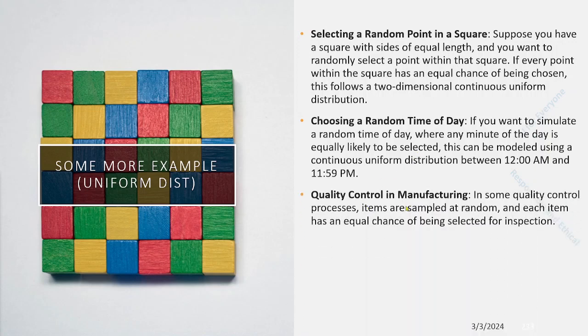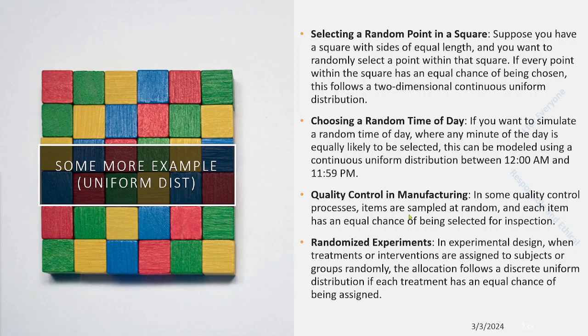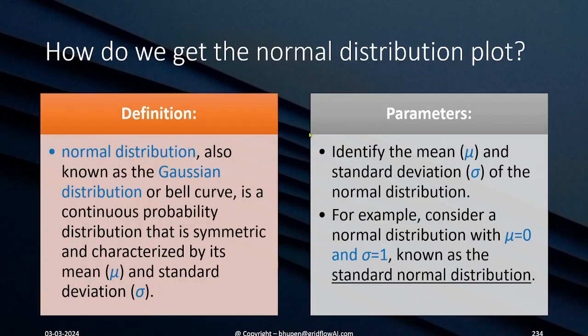Quality control in manufacturing, again, let's say you are producing some products and just want to pick anything out of it, or any product for quality control checks. So uniform distribution. Randomized experiments in any experimental design where you have treatments and experiments. Again, we have a use case for uniform distribution.